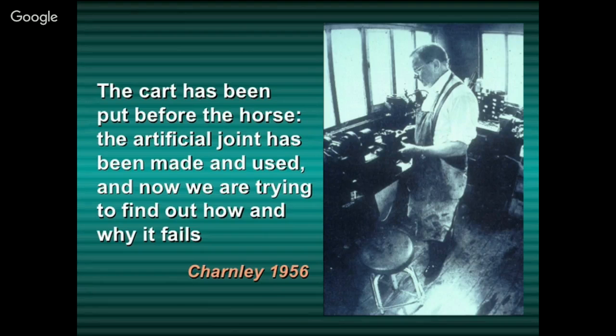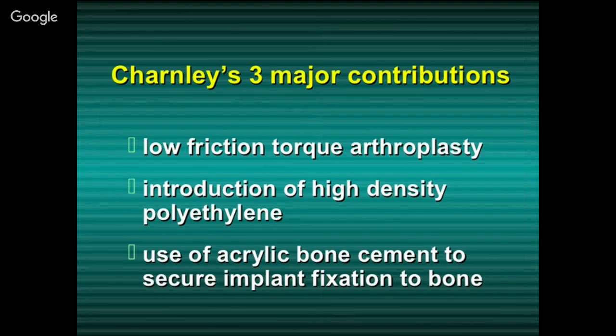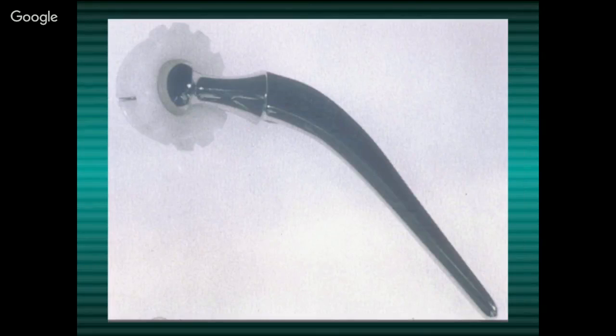So whatever we have found over these decades, all the implants failed. Now the cart has been put before the horse: the artificial joint has been made and used, and now we have to try to find how and why it fails. That was remarked by John Charnley. The three major contributions of John Charnley are the low friction torque arthroplasty, the introduction of high density polyethylene, and using acrylic bone cement to secure the implant fixation to the bone. This is the first picture of the total hip made by John Charnley.